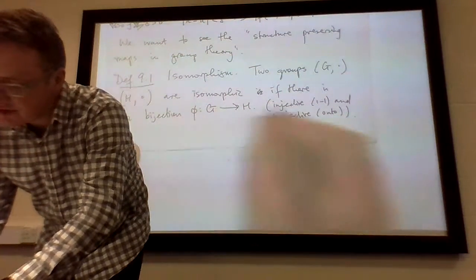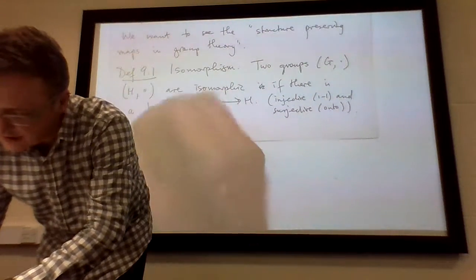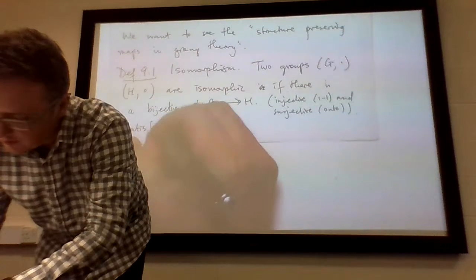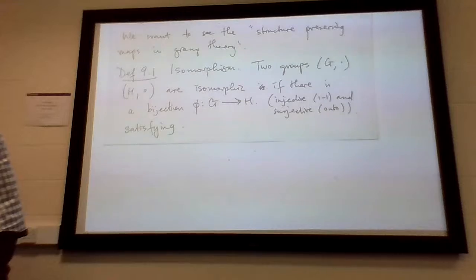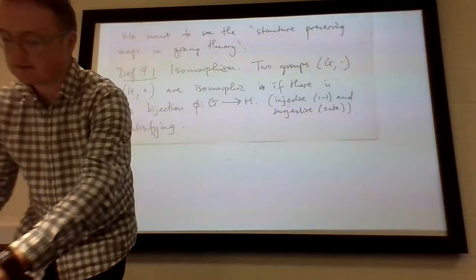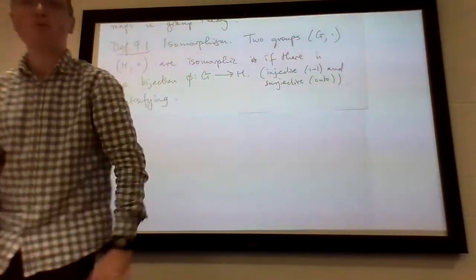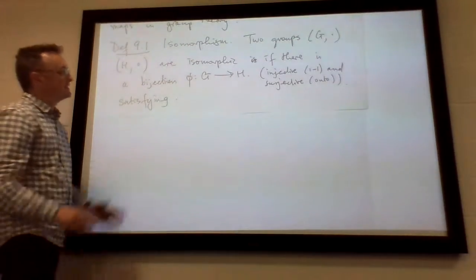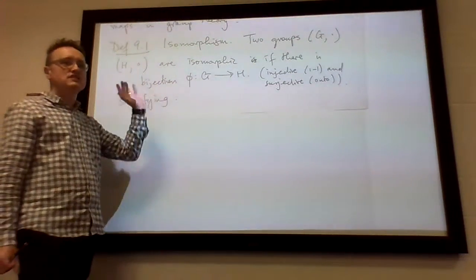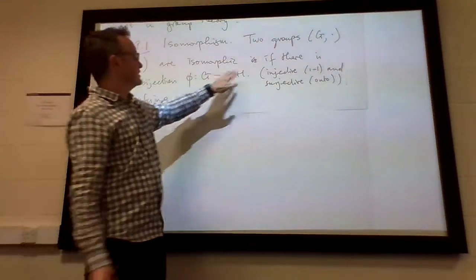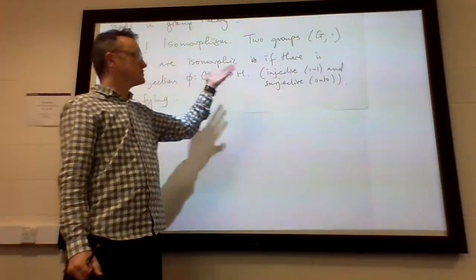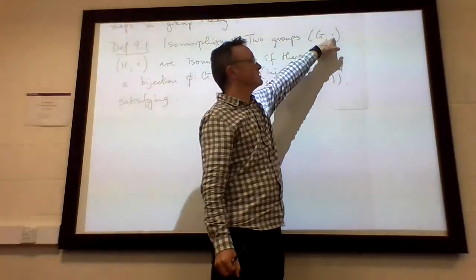So two groups are isomorphic if there is a bijection between them satisfying... Now, what do we want it to satisfy? You can look at the book and see what the answer is. But we're interested in looking at the structure preserving maps. So what is the structure on both sides? Well, in groups, the structure is the operation.